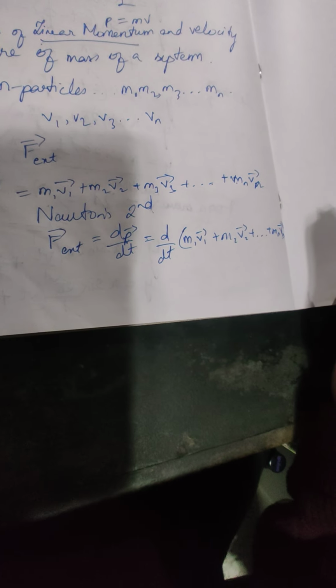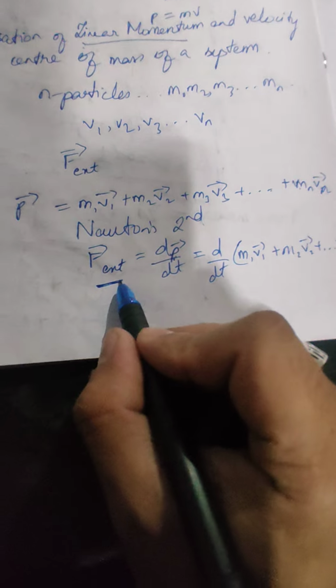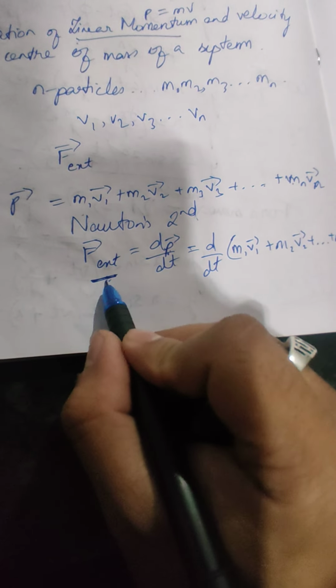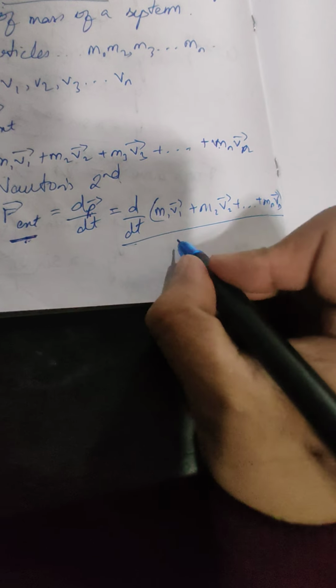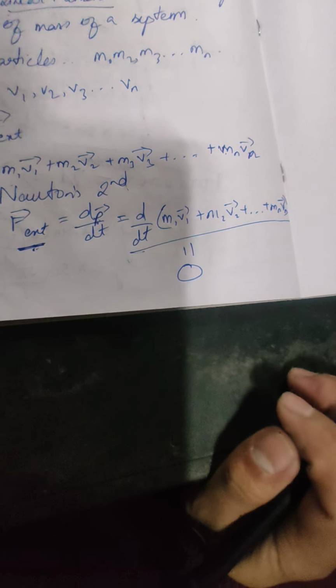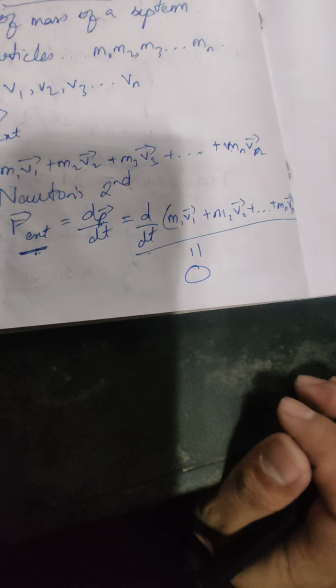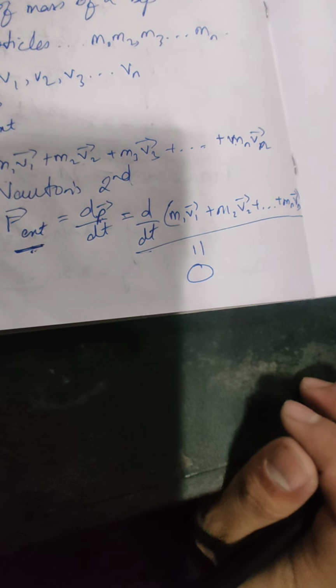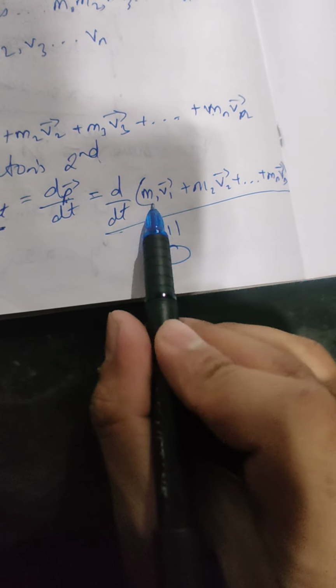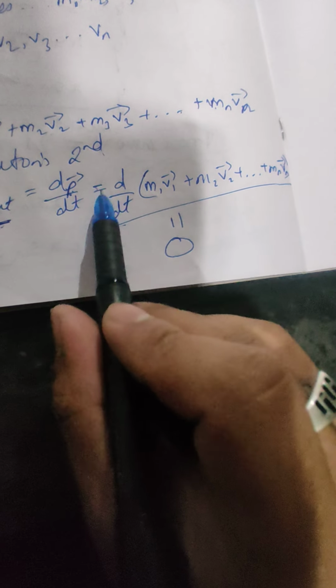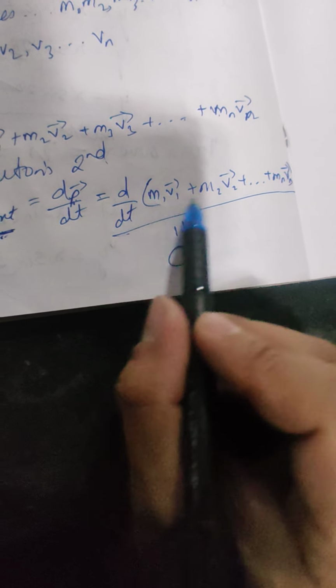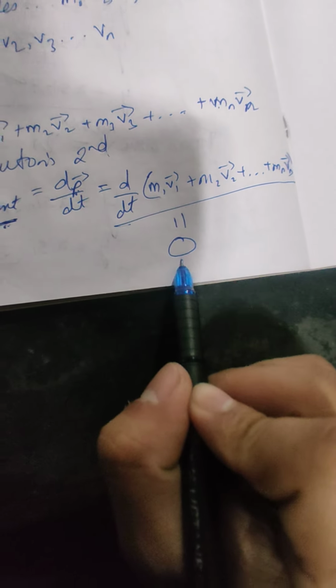Now, in case no external force acts on the system, what will that mean? It means that all of this value will also be equal to 0, right? If no external force acts on the system. So what does that mean? The differentiation of linear momentum with respect to time is 0. So what does that mean?